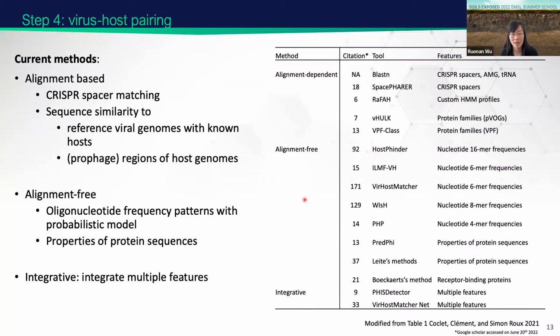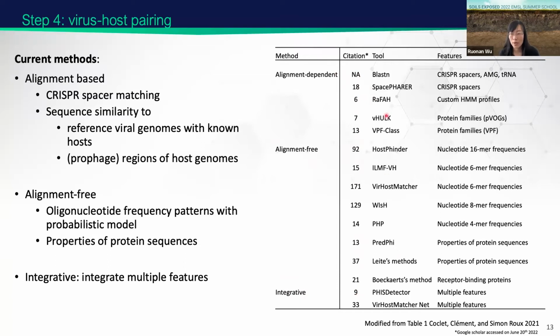Okay, then finally we come to the last step: predicting hosts of identified viruses. The currently available tools can be categorized into three general types of methods: alignment-dependent methods, alignment-free methods, and integrative methods. I also appended the number of citations of each for your information, which may help you select tools to use.